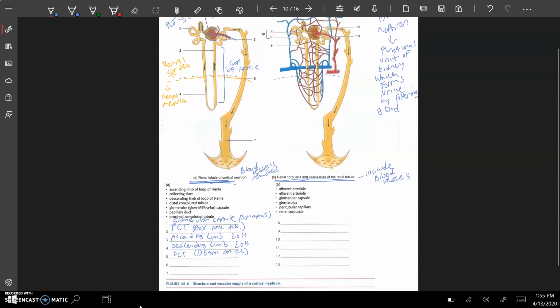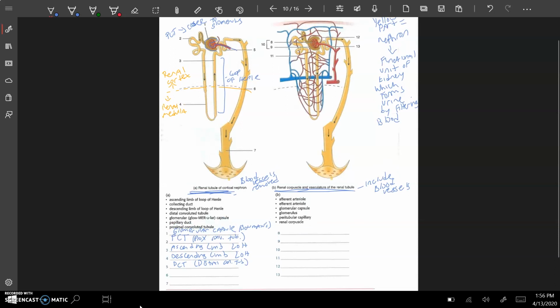And then number 6 is going to be our collecting duct. And number 7 is our papillary duct, because right here is where it connects to our renal papillae of the pyramids. And now urine can then drain into the calyces. So we'll make a pathway of urine after this.